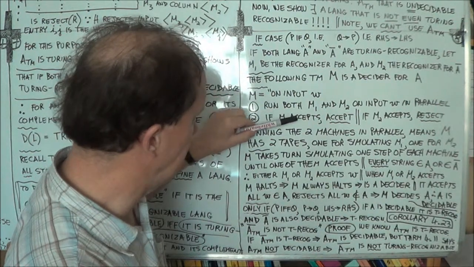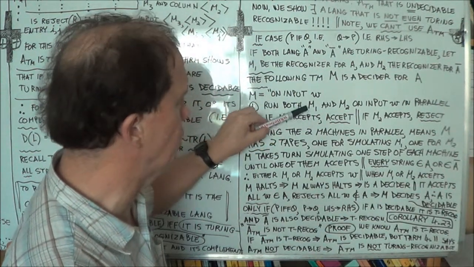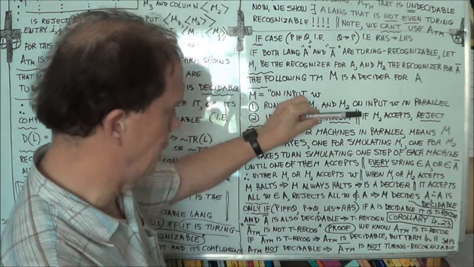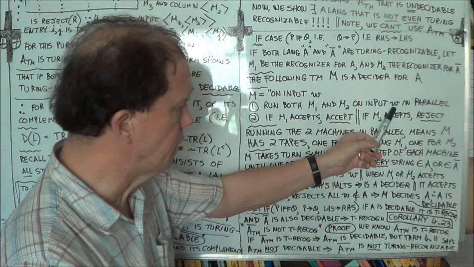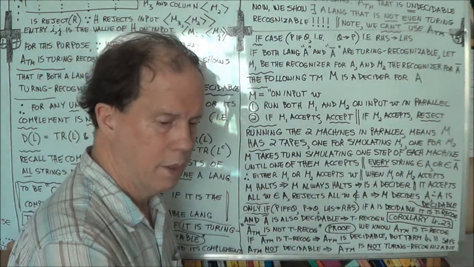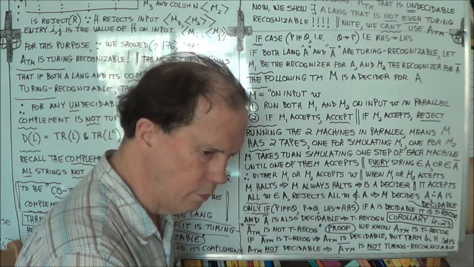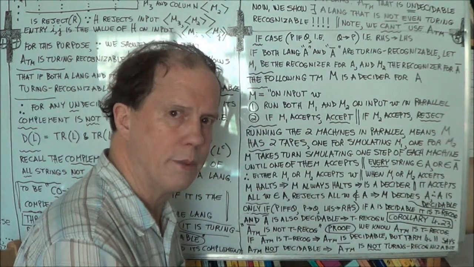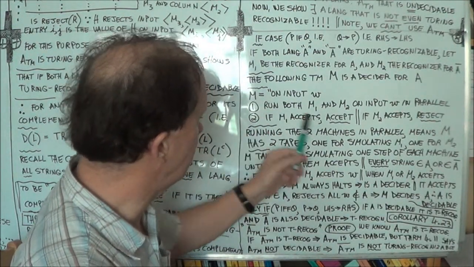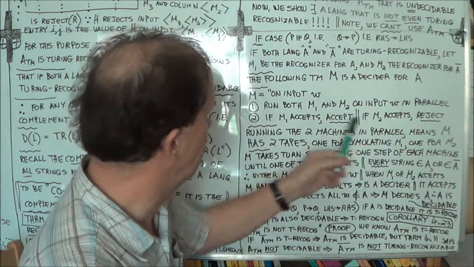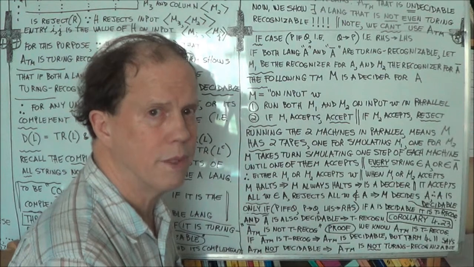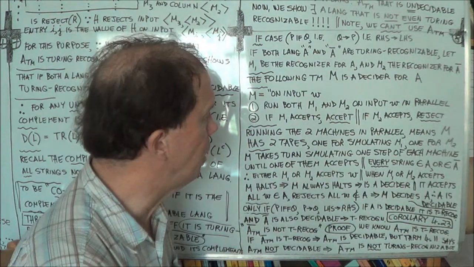This machine M has as components two machines, M1 and M2. And M will run them both in parallel on this input string W. So effectively it's inputting W to both these machines, M1 and M2. Right? Now if M1 accepts, then M will accept. And if M2 accepts, M will reject. Does that seem obvious to you, why you do that?